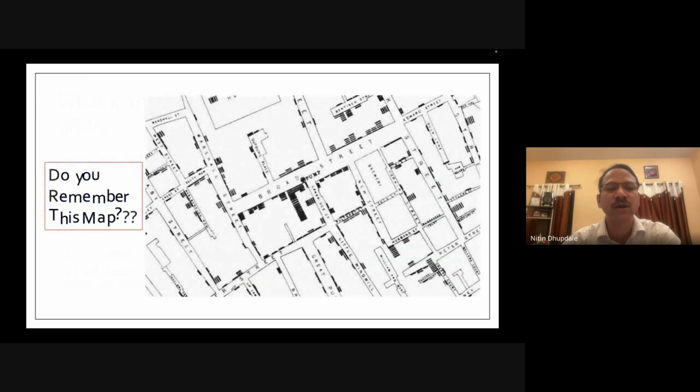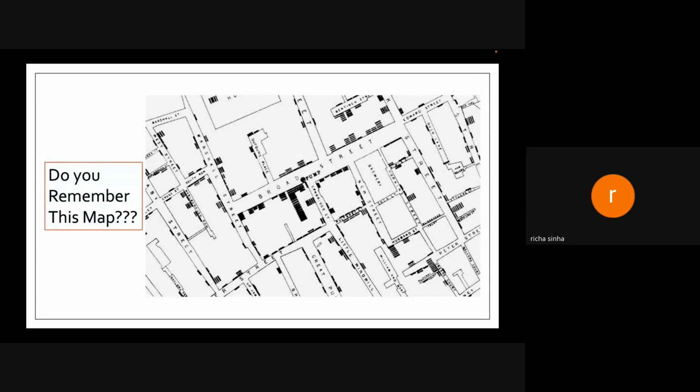With that backdrop, let us go straight into our topic for the day. Can anyone tell me what this map is of? This is a very famous, popular map. Anyone can attempt, even if you're wrong, no problem. John Snow, cholera. Yes, John Snow's cholera.